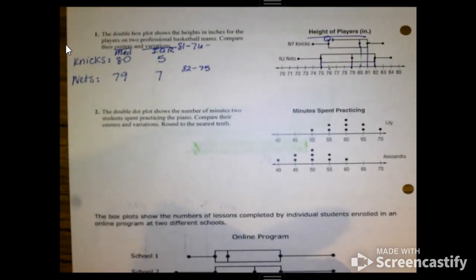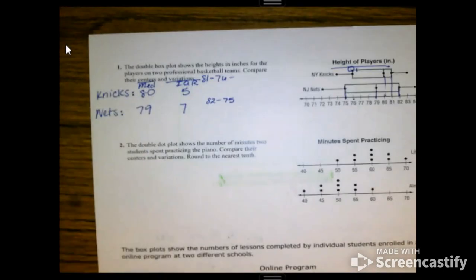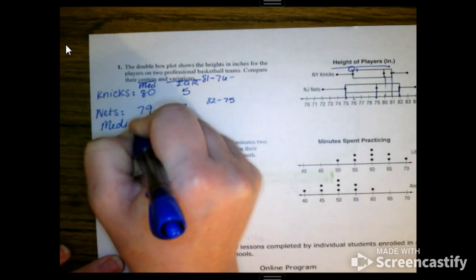All right. So if we had to write a statement about this data, what is something we could write about it? It's comparing the heights of the players. So these are inches. Okay, what are their medians? Are their medians pretty similar? Yes. So could we write that? Yes. Okay. Medians are about the same.